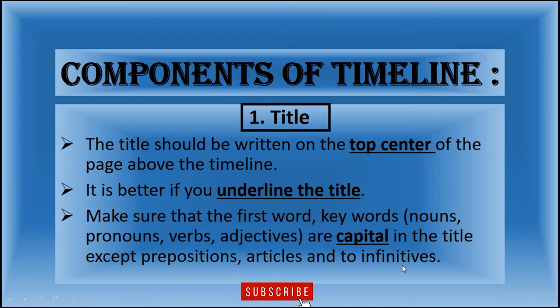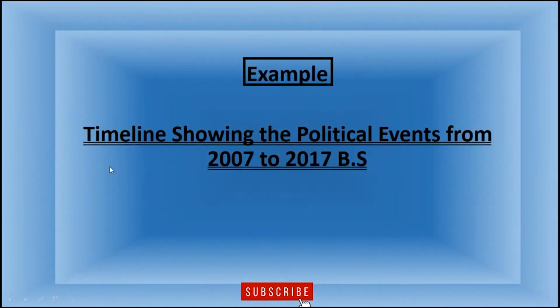Look here, while giving a title, either in the pie chart, bar diagram, line graph or a report, this is the rule. The keywords, meaning nouns, pronouns, verbs and adjectives, will be capital, and prepositions, articles and to-infinitives will be small. For example, "Timeline Showing the Political Events from 2007 to 2017 BS".